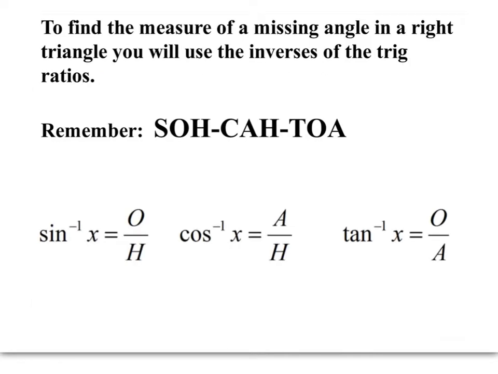If you think back to the lesson that we did yesterday, we talked about our 3 trig ratios, our sine, our cosine, and our tangent. Each one of these ratios involves 2 sides of a right triangle. So in your right triangle, you are going to have what we call a reference angle.